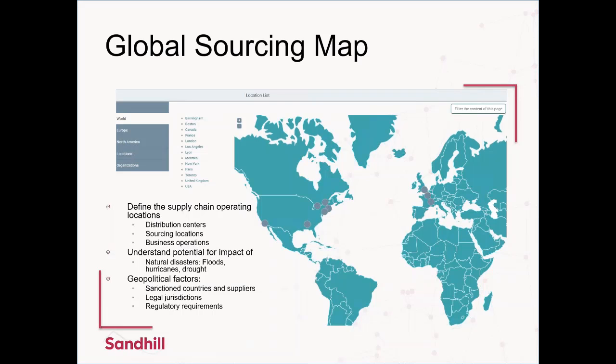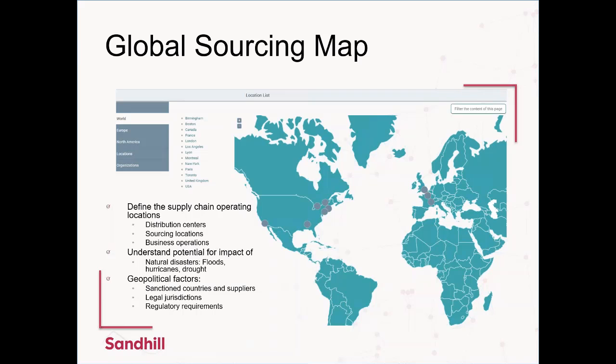So the location model is not just the locations of where we're sourcing our components and parts and products and services from, but also the locations where we're conducting our business. And that, as I say, can have a bearing on the performance of the supply chain.